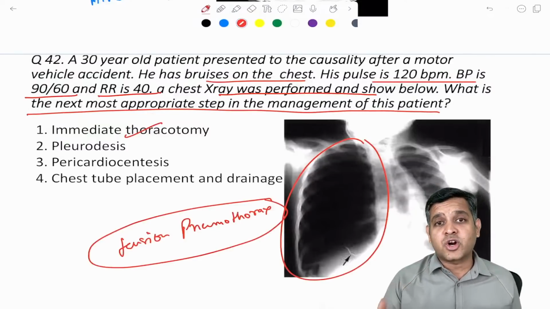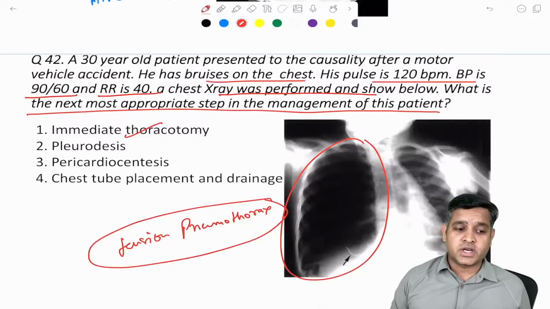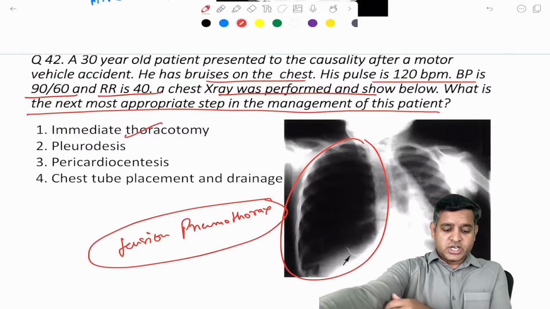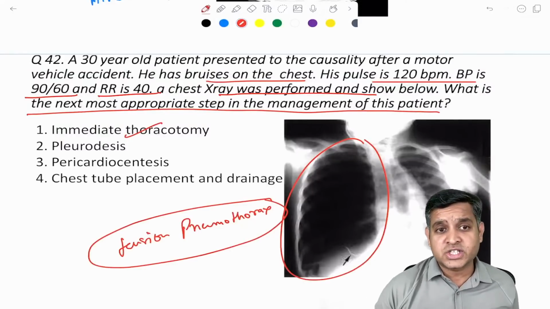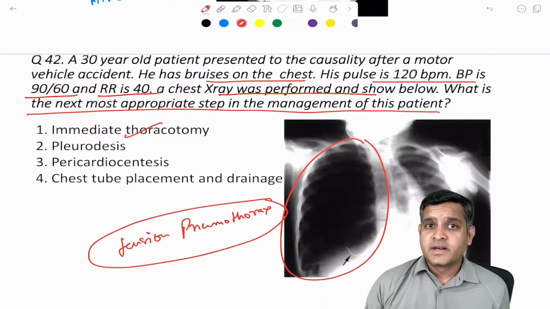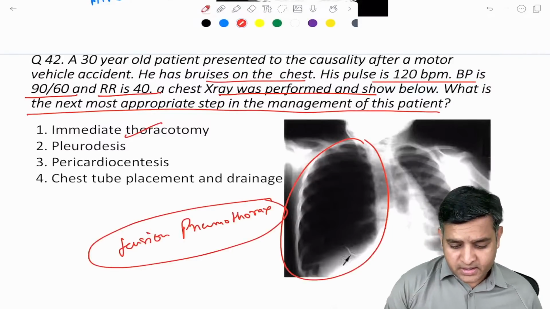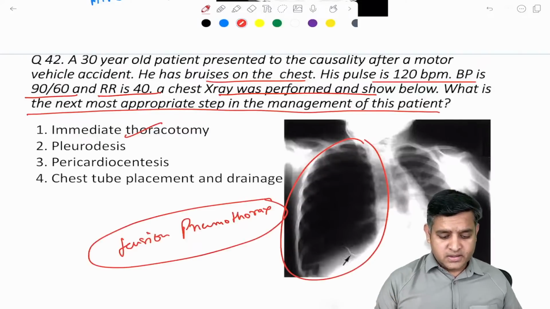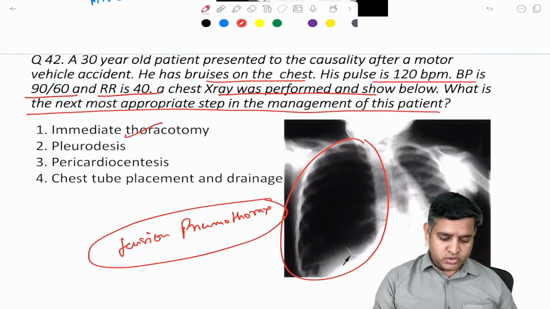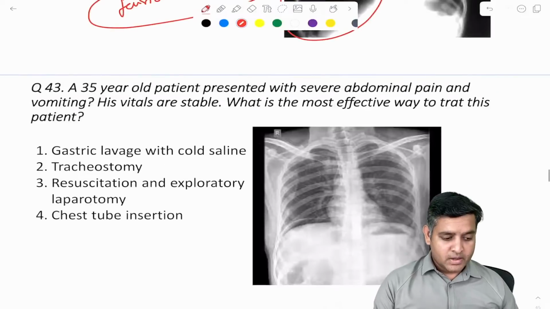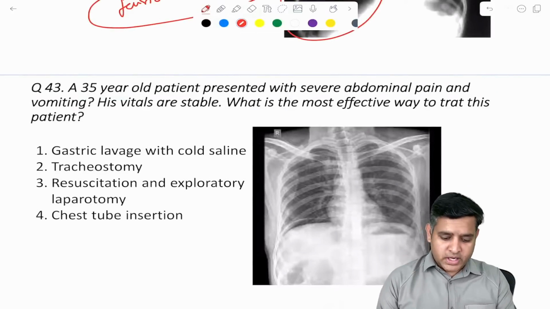However, if a surgical thoracotomy is given, then out of these four options, the best answer will be chest tube placement and drainage, because a chest tube placement can also be done to permanently drain the pneumothorax. So you have to see the exact language, and according to that you have to pick the answer. But this is a case of tension pneumothorax.